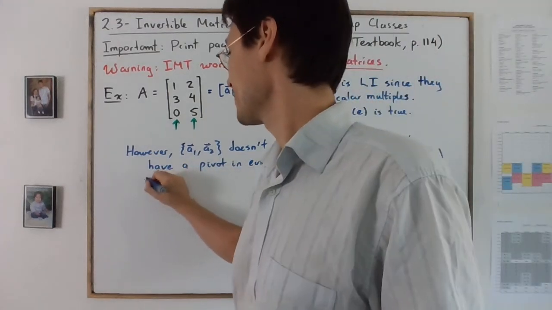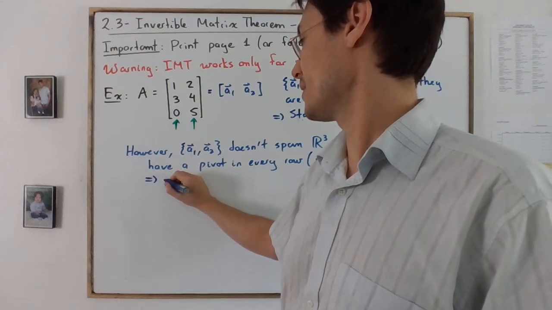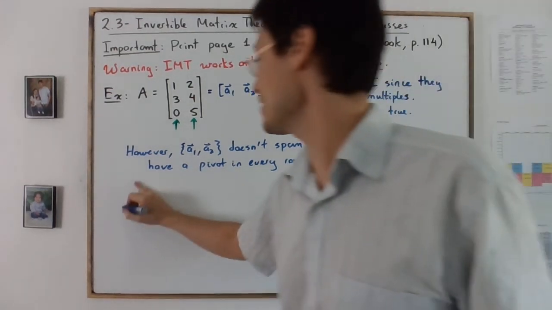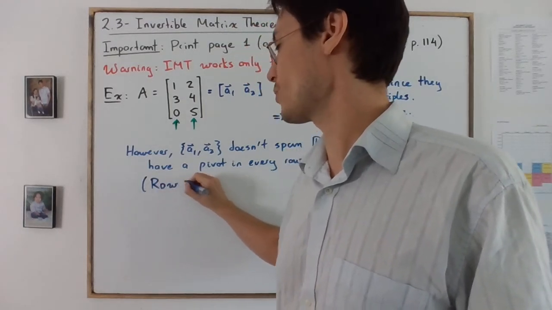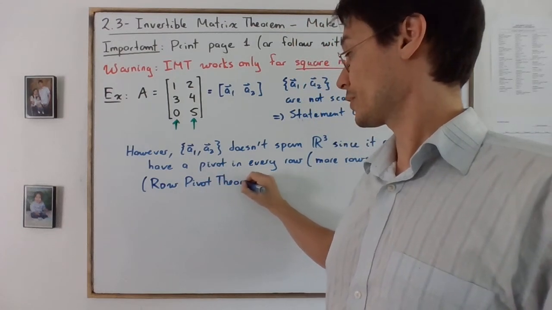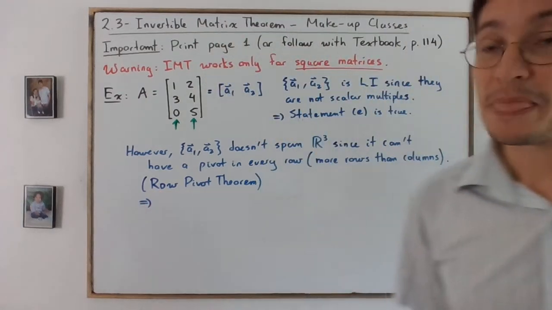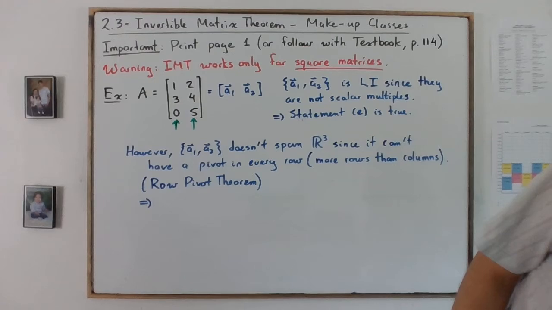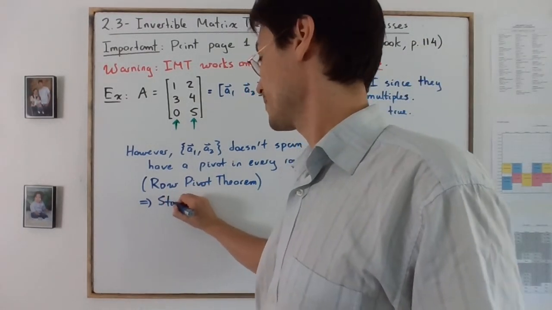In other words, well, that's it. Actually, you don't need to invoke the row pivot theorem here, but let's just keep it in mind. What we're using here to answer the question is the row pivot theorem. So what it means is that the statement, and I think it is H, statement H is false.